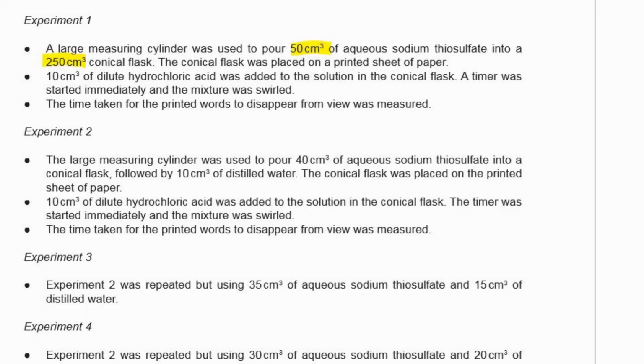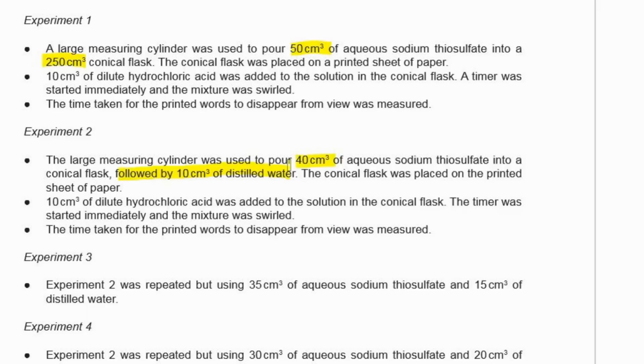Experiment 2. The large measuring cylinder was used to pour 40 centimeters cubed of aqueous sodium thiosulfate into a conical flask, followed by 10 centimeters cubed of distilled water. So it still adds up to 50 centimeters cubed. This one's just less concentrated. The conical flask was placed on a printed sheet of paper.